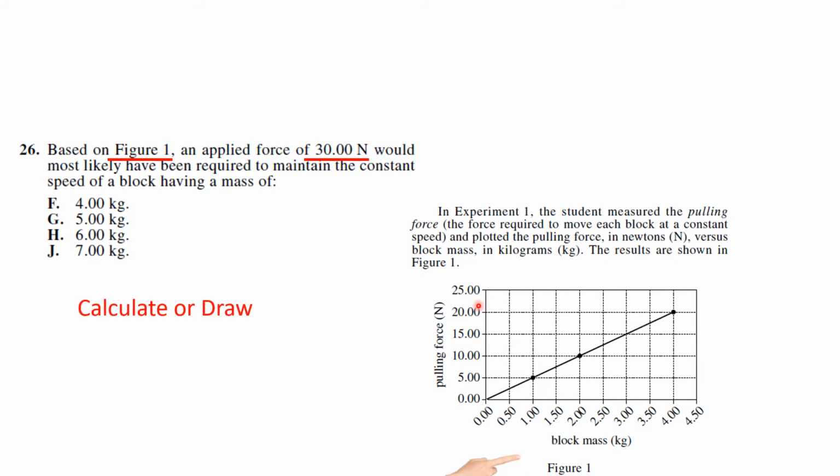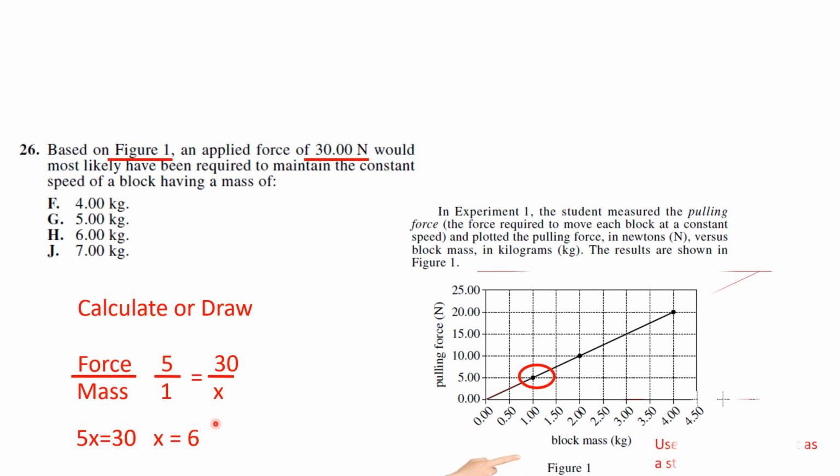Okay, so there are two ways you can do this. You can calculate it or you can draw it. If you calculate it, you can set up a proportion using a known data point. So force over mass: force is 5 and mass is 1. We want to know what 30 would be, so that equals 30 over x. Cross multiply, solve for x, and you get x equals 6.